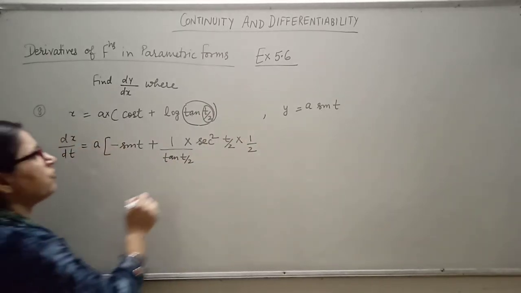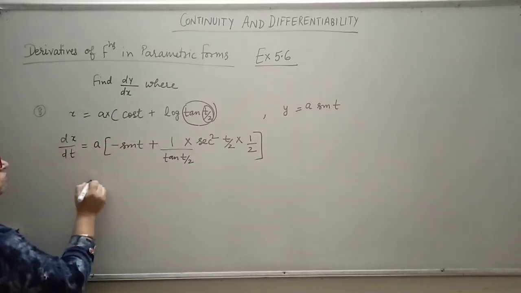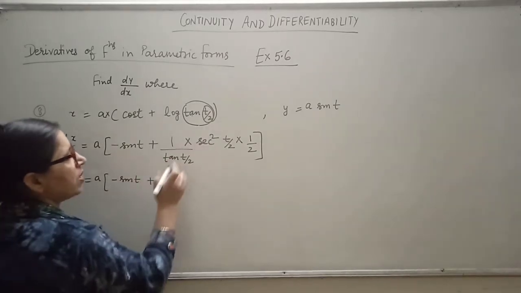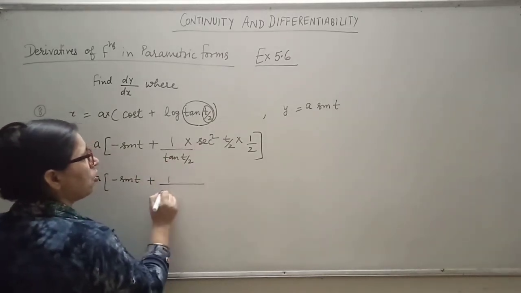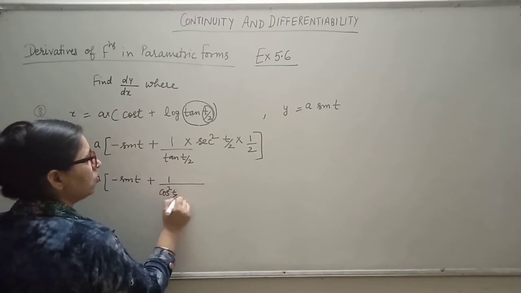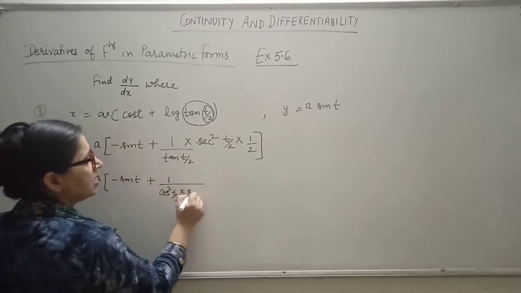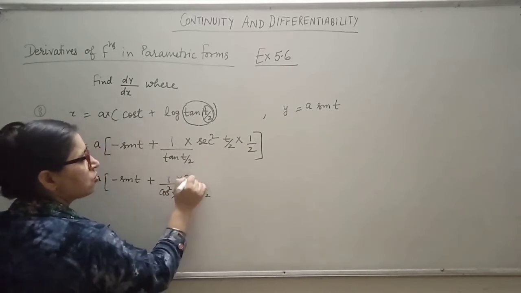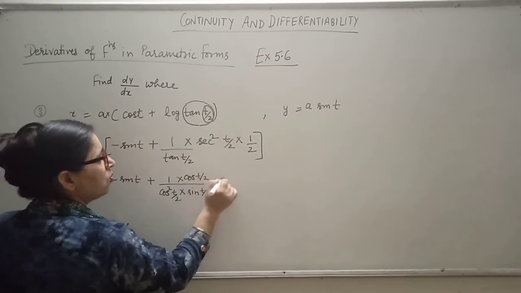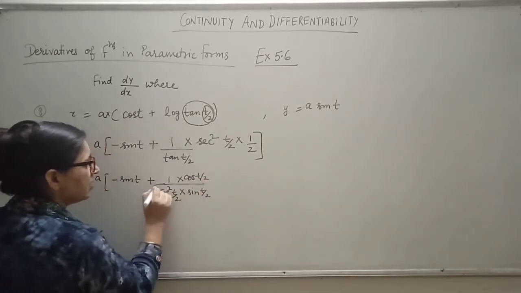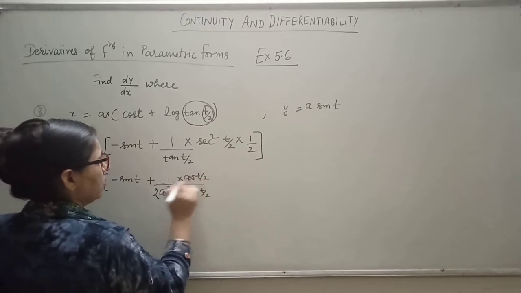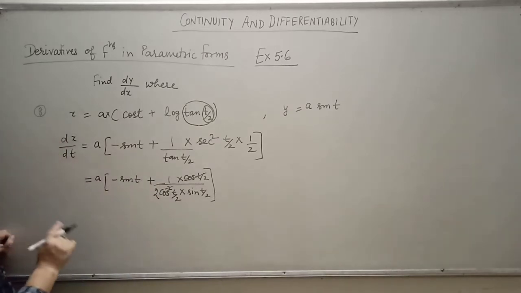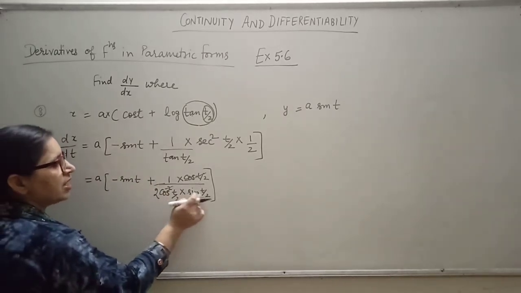Let us write it in the simplified form. What it would be? This will be minus sin t plus sec² t/2 can be written as 1 upon cos² t/2, and this tan t/2 can be written as sin t/2 upon cos t/2, that will go here, that is cos t/2 into 1/2. So 1/2 I can write as this 2 here. Okay. If I rearrange it, now this cos will be cancelled with this. Now this is 2 cos t/2 sin t/2.